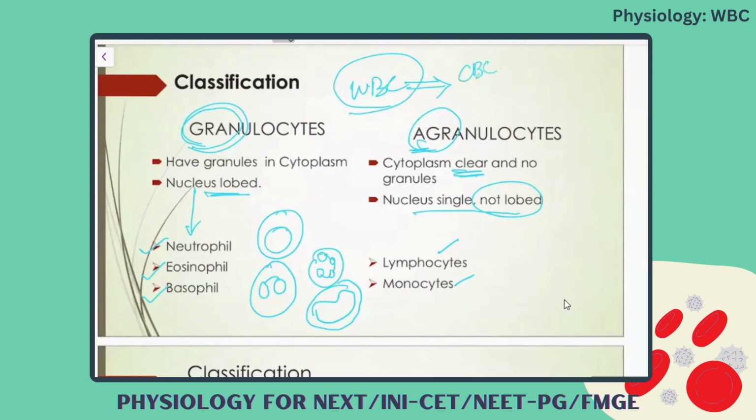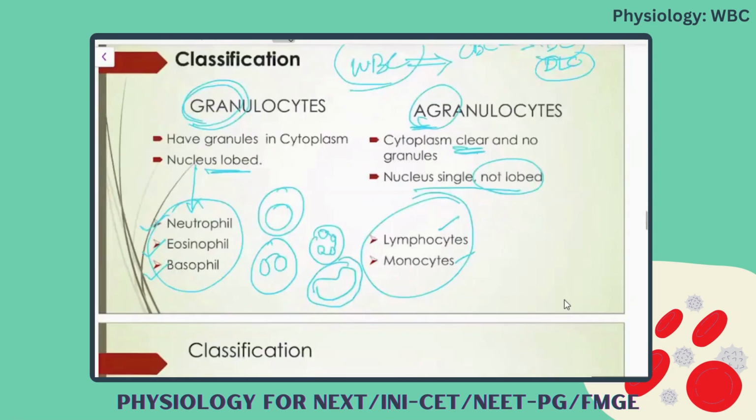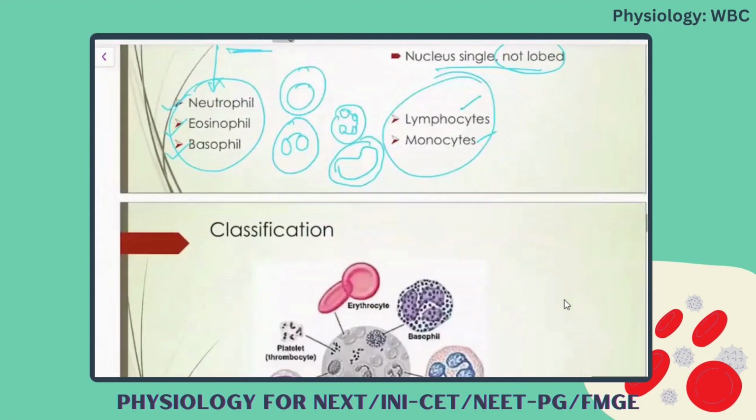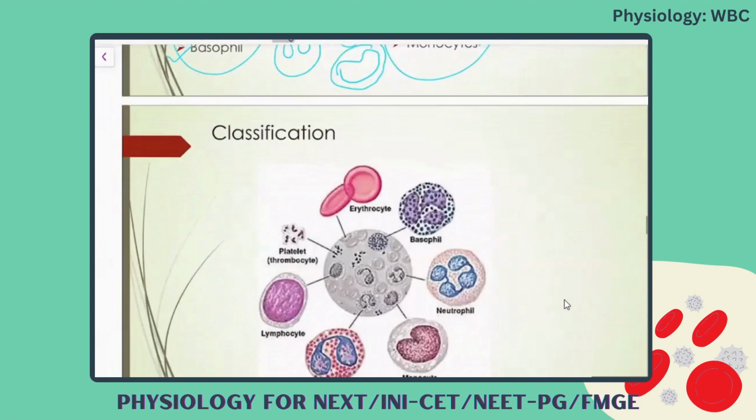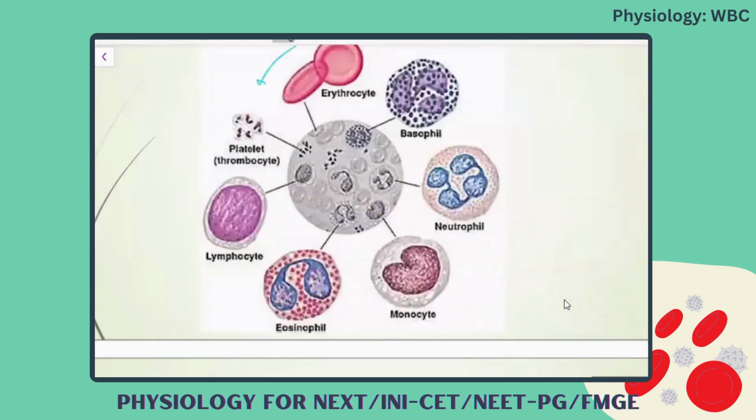In CBC, you will give DC or DLC, differential count or differential leukocyte count, which will give you the WBC percentage. This will make us encounter what kind of infection it is. Okay, so that is what we are going to see. So this is how you will have the formed elements of the cell. So erythrocytes we have seen, platelets we will see later.